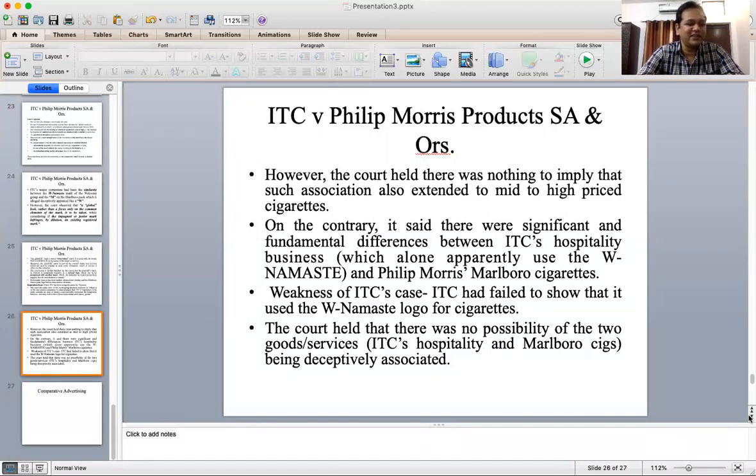So what was the weakness where the case has been lost by the plaintiff? The main reason for that was that ITC has failed to show that it used the W Namaste logo for cigarettes. If they would have established that, then that very similar thing might be put on. So the court held that there was no possibility of the two goods or services, ITC's hospitality and Marlboro's cigarettes, being deceptively associated. So this is a mark which was based on some factual.